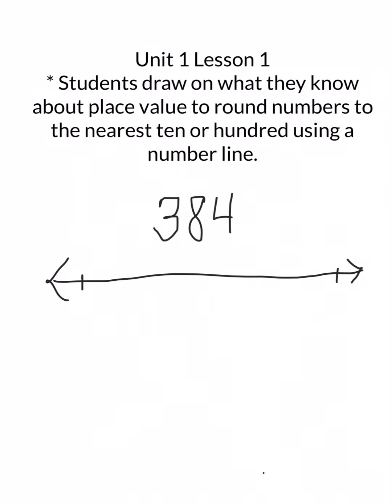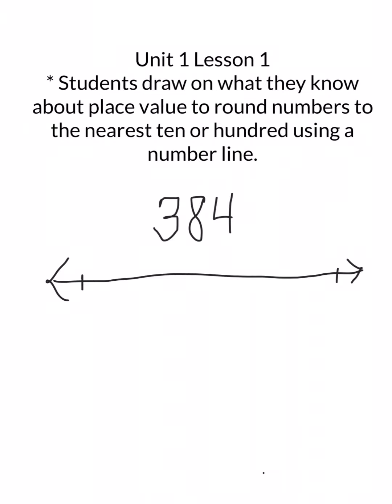In Unit 1, Lesson 1, students draw on what they know about place value to round numbers to the nearest 10 or 100 using a number line. The first step in rounding a number is to identify the landmark number before and after the number.